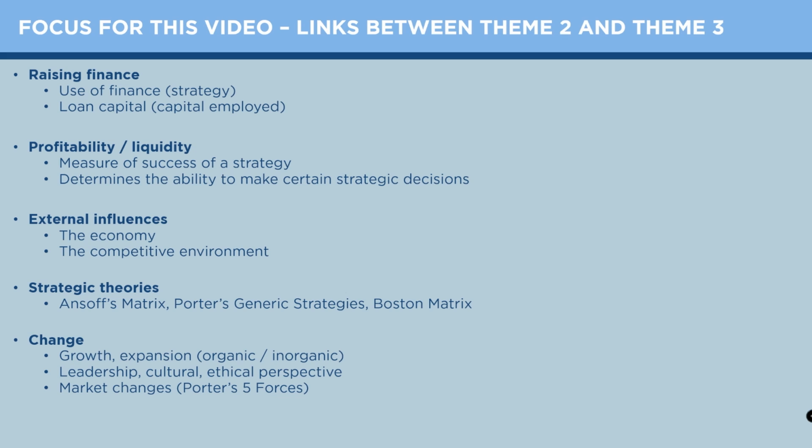Strategic theories. Some of these, the Boston Matrix, is actually a theme 1 topic, but I said this on the 3.1 video. I think Ansoff's Matrix and Porter's generic strategies are the 2 most important theories in the entire course, so make sure you know those. I'm going to mention them, of course, because I think they're really, really important. In fact, Ansoff's Matrix, whether it's been explicit or not, has come up in every single year of papers so far. And then change as well. Change is at the end of theme 3, but there's a bunch of reasons for change that are linked to throughout theme 3 and through theme 2.